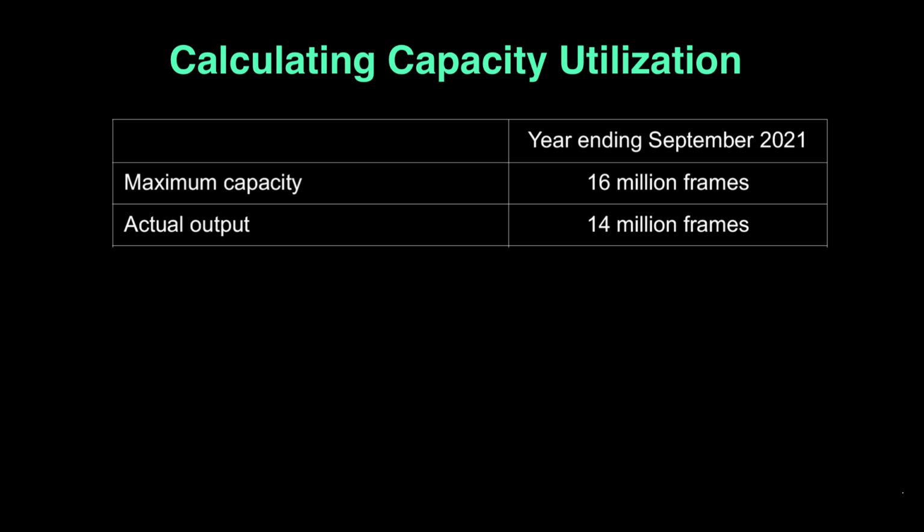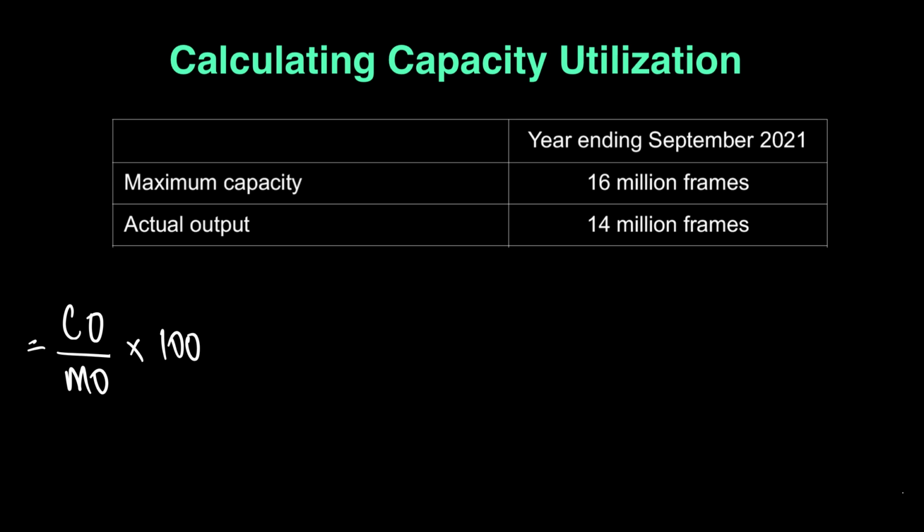Now, this example is the simplest form of this calculation. We've already been given the maximum capacity that the company can reach, which is 16 million frames. And out of that, they were only able to make 14 million. So we remember our formula to be current output divided by maximum output into 100. So I'm going to write current output divided by maximum output into 100.